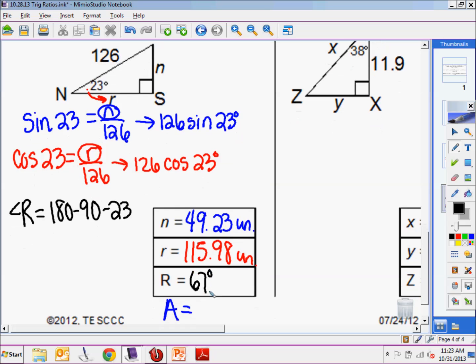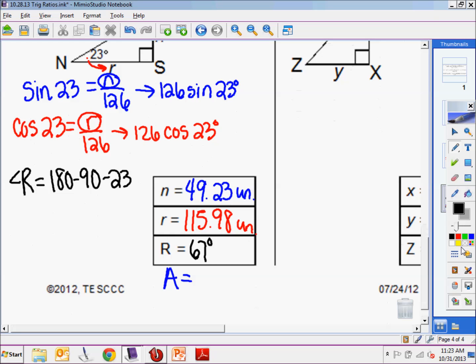Okay, remember we're going to bump it up a notch. How would I find the area of this triangle N, R, and 1? Area equals one half times base times height, so base times height divided by 2. Well, what's my base and what's my height? My base and my height are N and R.